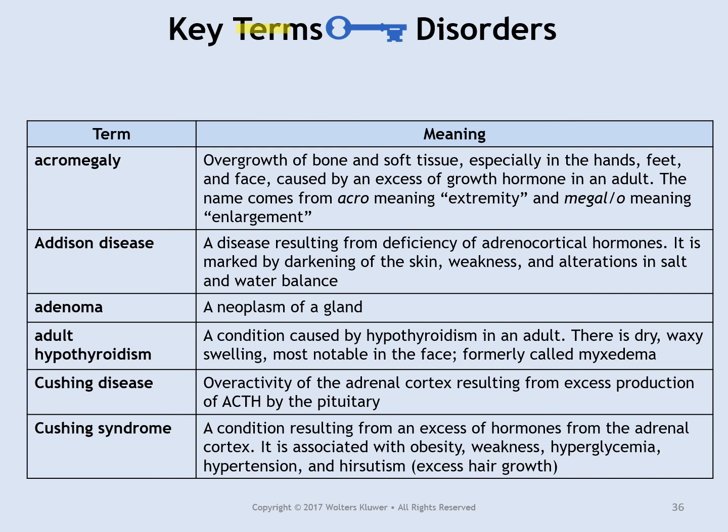Okay, let's get again at some terms that we have studied. Let's make sure we've seen them all. Acromegaly is the overgrowth of bone and soft tissue in an adult when they have too much growth hormone. And we saw Addison's disease. And we looked at the patient with Cushing Syndrome.